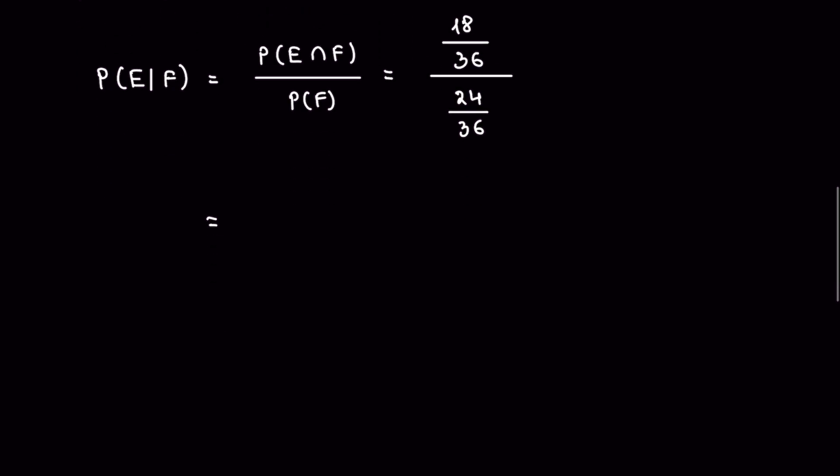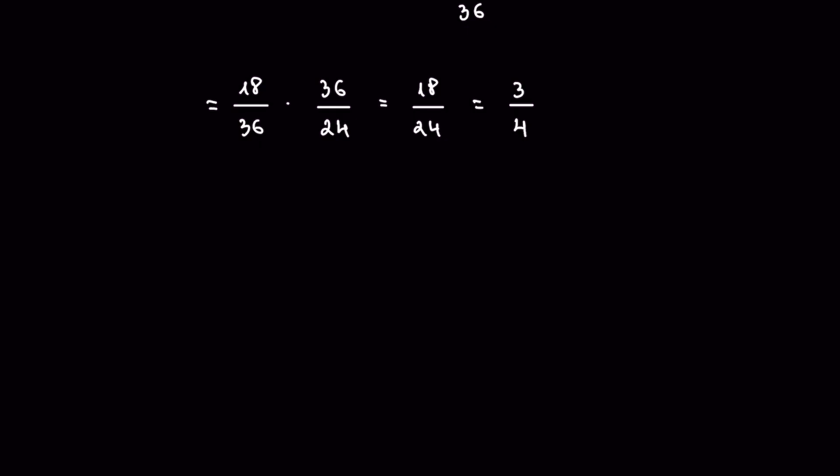I'm going to take the reciprocal again. You have 18 over 36 times 36 over 24. And the answer is 18 over 24. And if you simplify this further, you're going to get 3 over 4.